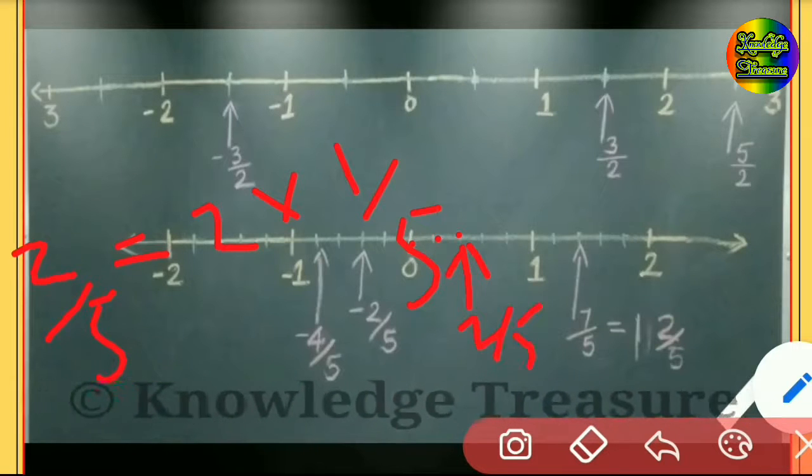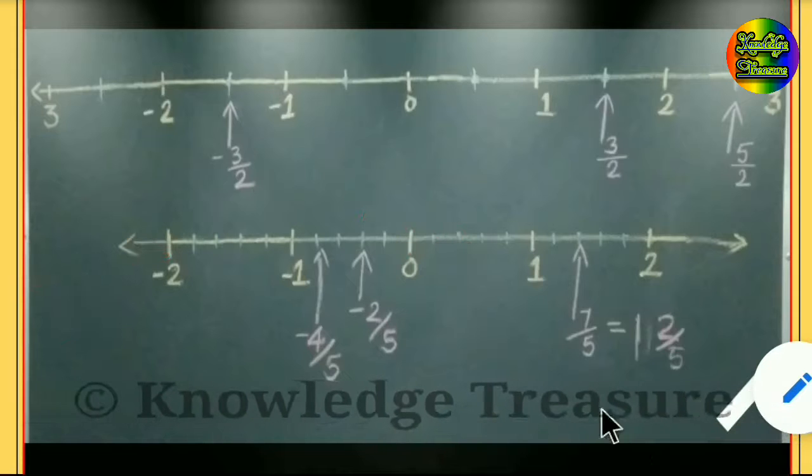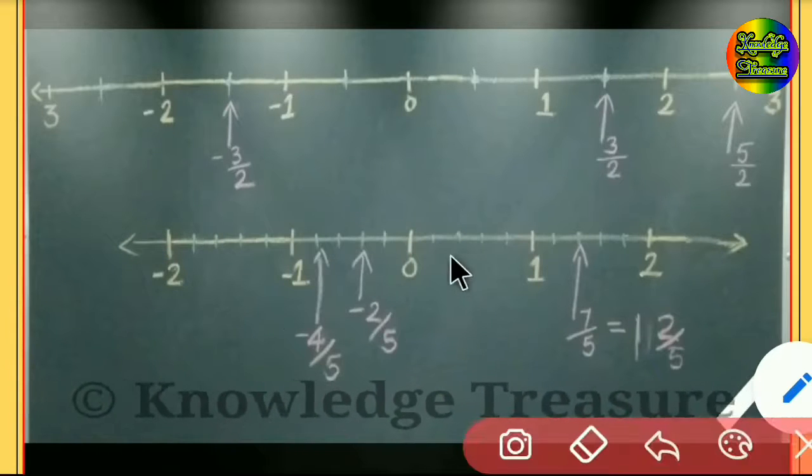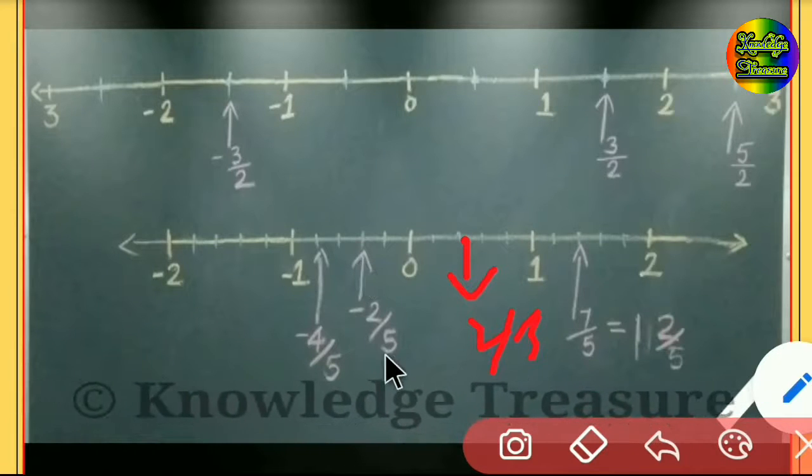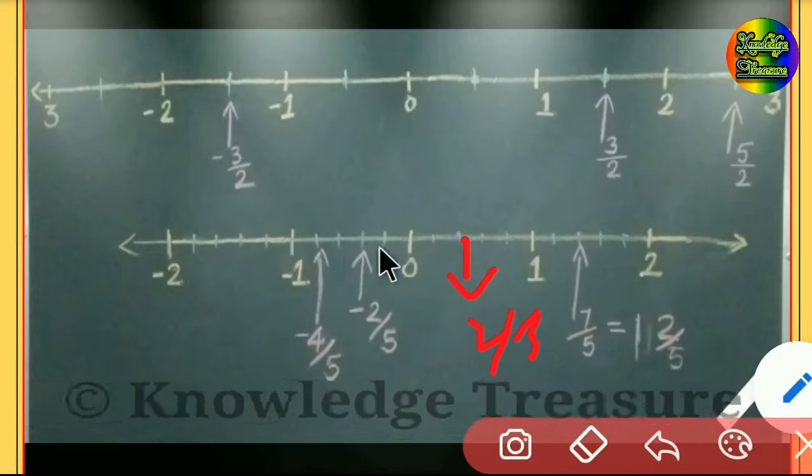So this is our 2 upon 5. Okay. Now, if you count the same subunits on the left hand side, it will give minus 2 upon 5. How many points do you have to count? 2 points on the left hand side of this number line. Let us say the first point, second point. So this will give us minus 2 upon 5.